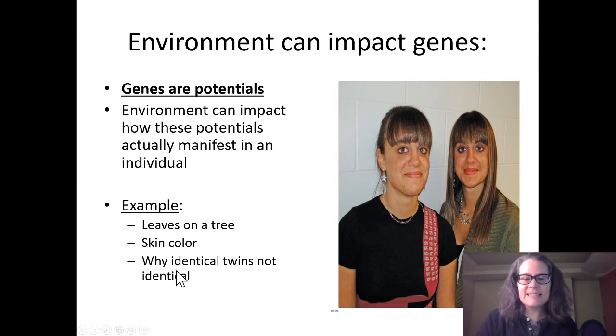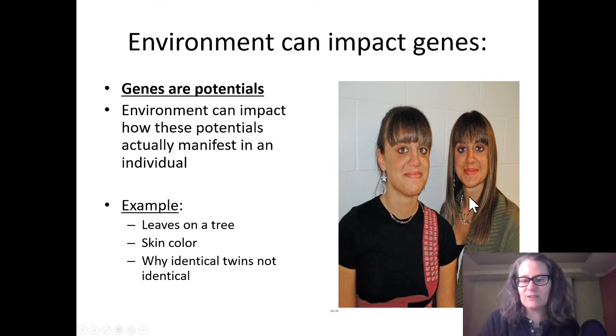Skin color is another example. You can see different people throughout the year. Their skin color is actually changing based on how much sunlight they're in and how melanin is responding to the sunlight. So skin color can change within individuals, but also within families based on environmental influences. And this ultimately is why identical twins are not identical.